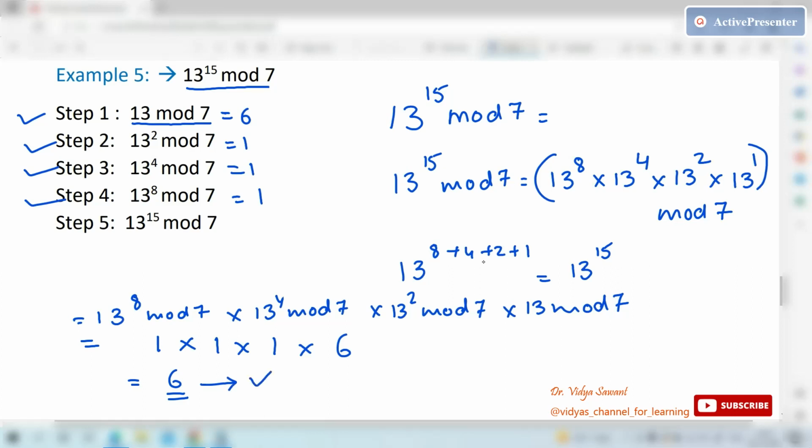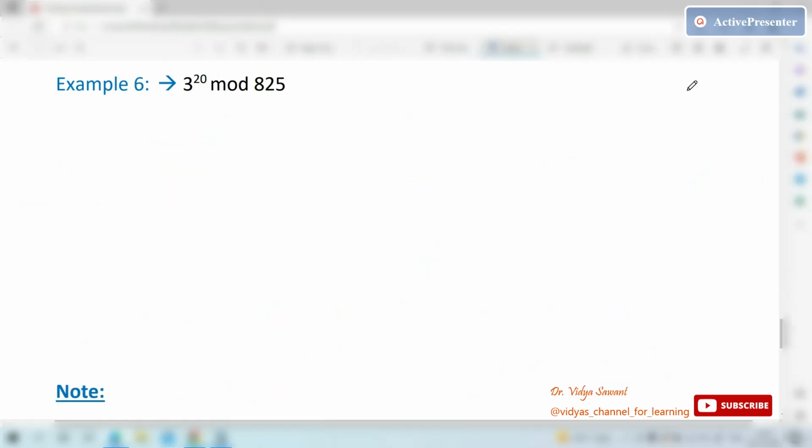When you get 6, first you have to again ask, is it number positive? Yes. Is this number between 0 to 6? Yes. So because it satisfies both the criteria, 15 raised to 15 mod 7 is 6. Let us now solve a few more numericals.